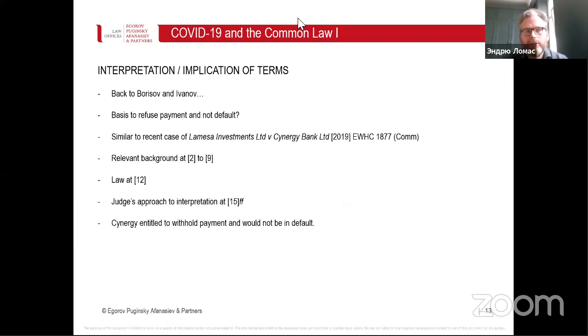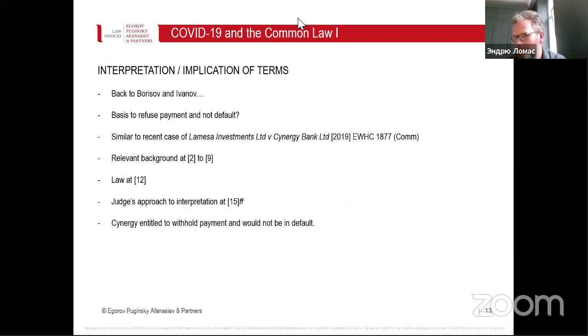So back to Borisov and Ivanov, is it a basis to refuse payment and not default if there's a clause here that says, well, I can not pay if in not paying I'm complying with some mandatory provision of law? And the reason I've used that wording in this talk is that actually this is very, very similar to a very recent case of the High Court in London, Lomas Investments and Synergy Bank. Now, that was a case involving a loan, involving sanctions, involving secondary sanctions risk. And the facts here are set out at paragraphs 2 to 9 of the judgment.